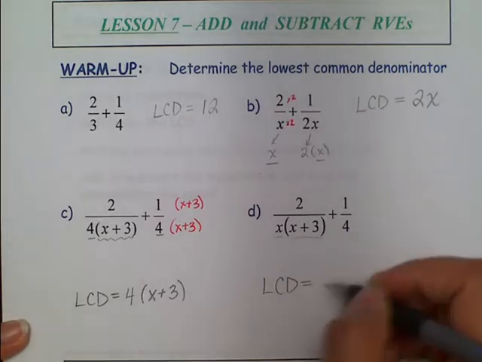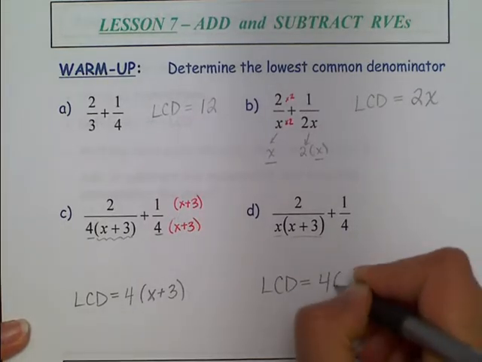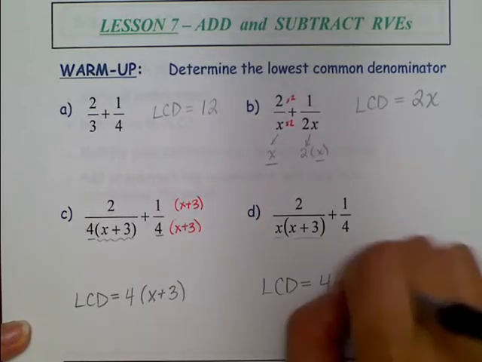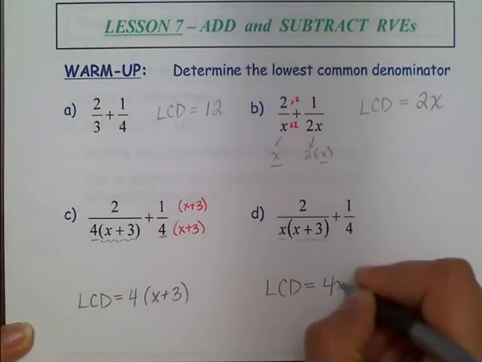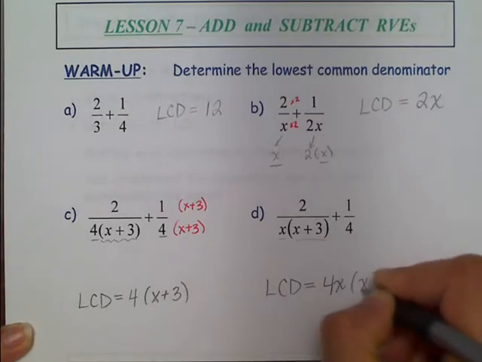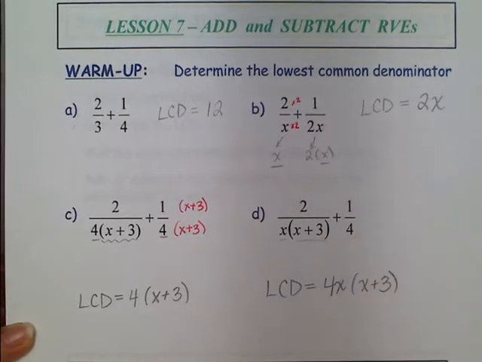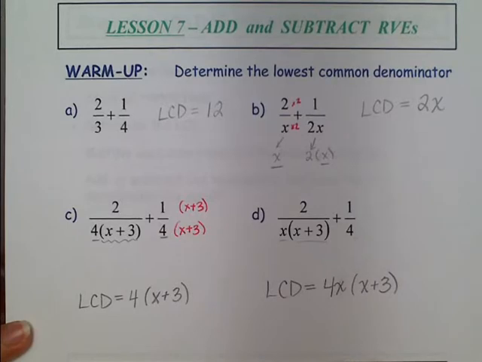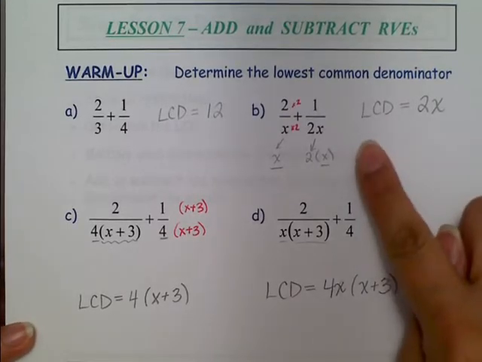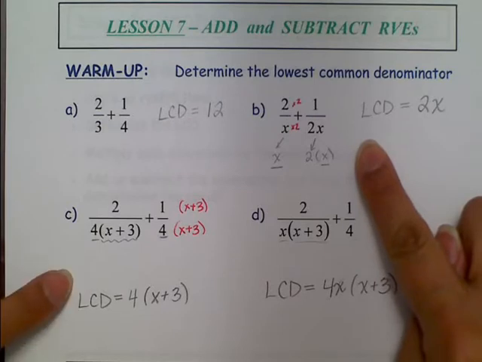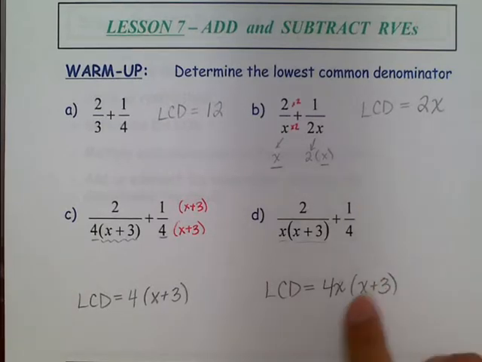Since none of them are common, all of them need to be included in the lowest common denominator. So a factor of 4, a factor of x, and a factor of x plus 3 is what we need to make this the lowest common denominator. Okay? And so we looked at some examples where you have some factors that are common. And then we looked at examples where no factors are common as well.